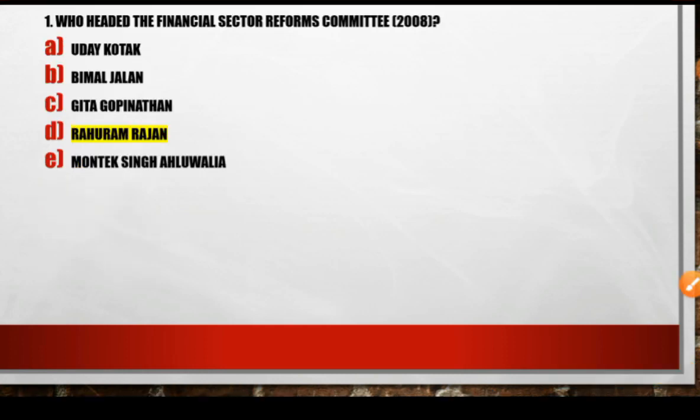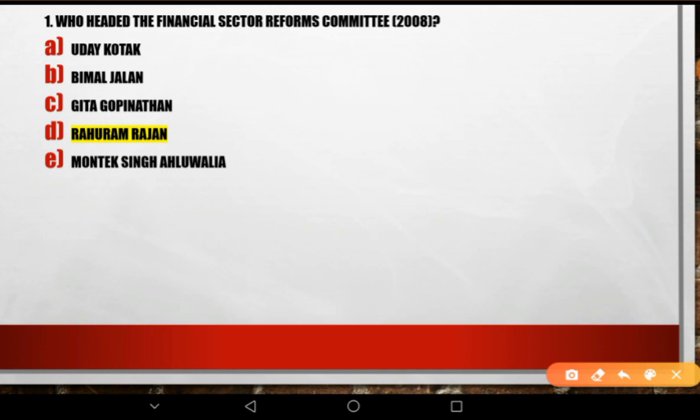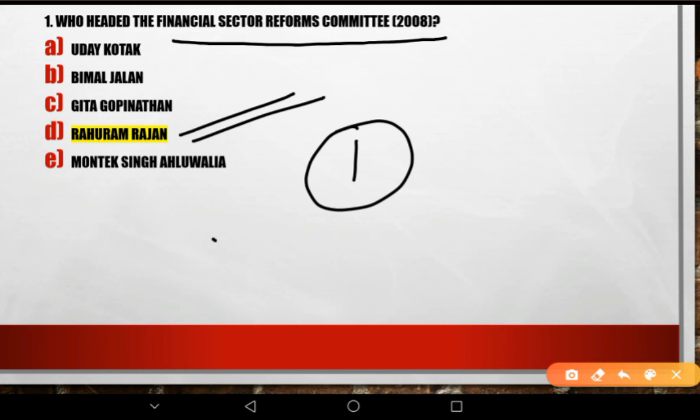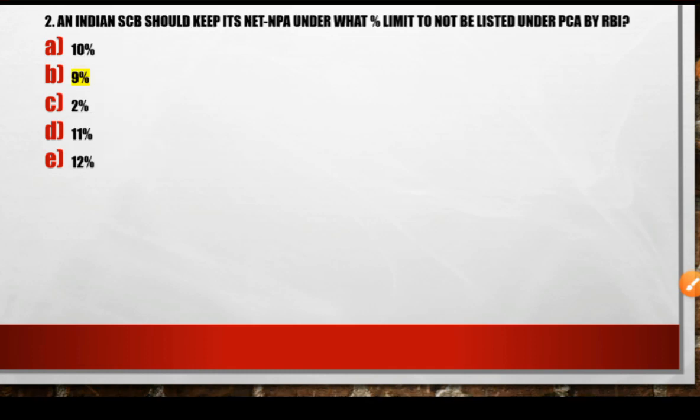So now we have talked a lot about everything. Now, the three questions which I talked about in the beginning of the video. Who headed the Financial Sector Reforms Committee 2008? The man is Raghuram Rajan, and he's the first Indian to become the chief economist at the IMF. The second is Gita Gopinath. Next question: an Indian SCB, scheduled commercial bank, should keep its net NPA under what percent limit to not be listed under PCA by RBI?